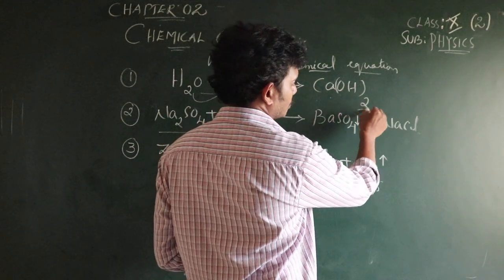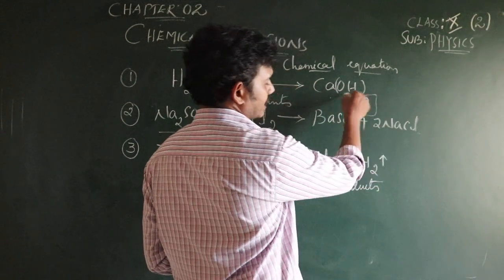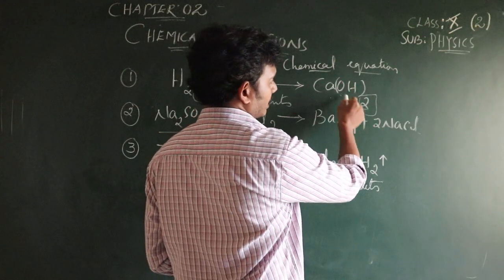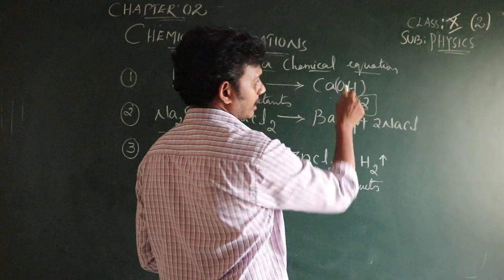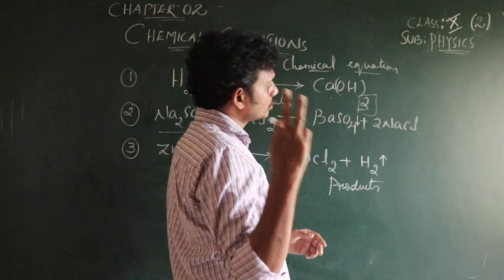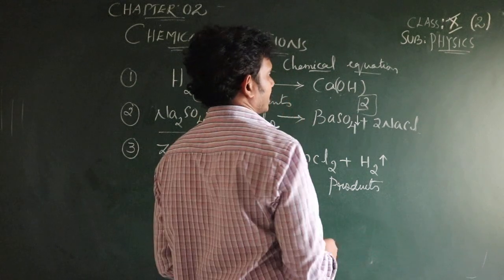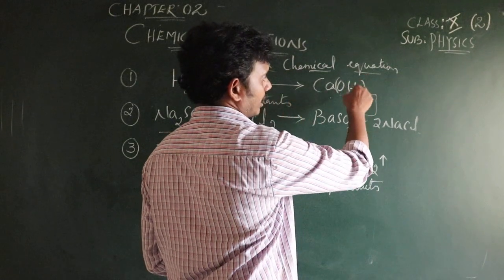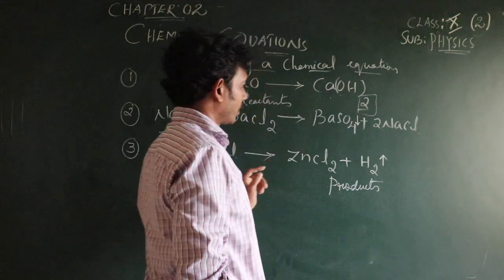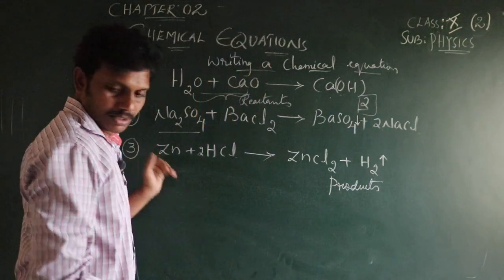And remember, this 2 is for both oxygen and hydrogen. Here, how many atoms of oxygen are there? 2 atoms of oxygen. How many atoms of hydrogen are there? 2 atoms of hydrogen are present. It is in brackets, both are in brackets, so that's the reason this 2 is for both. Remember that point.